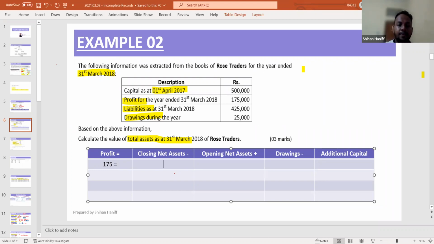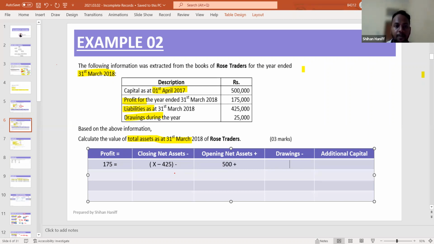Closing net asset. How do we find closing net asset? Closing assets minus closing liabilities. So here the closing asset value is unknown, so we can put it as X minus liabilities. It's 425. 425 is liabilities.